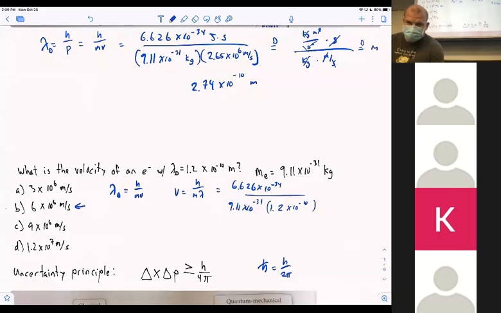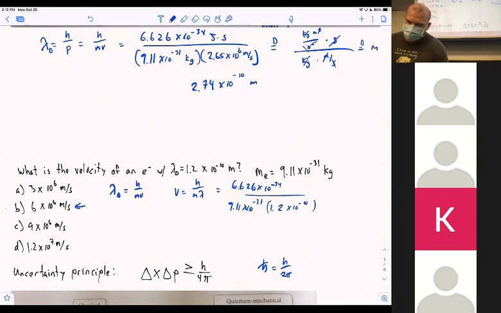Do you guys have any questions? Oh, we got one in the chat. Eli is asking, where does 6.626 times 10 to the minus 34 come from? That is Planck's constant. It's like R, another constant. It doesn't change.